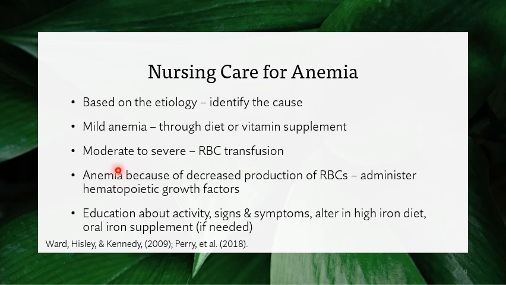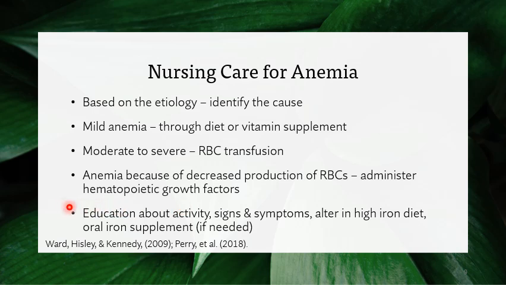Anemia can occur because of the decreased production of red blood cells. So when we administer hematopoietic growth factor, we hope that the production of red blood cells will be higher, so then we can have more blood cells to care for the anemia.